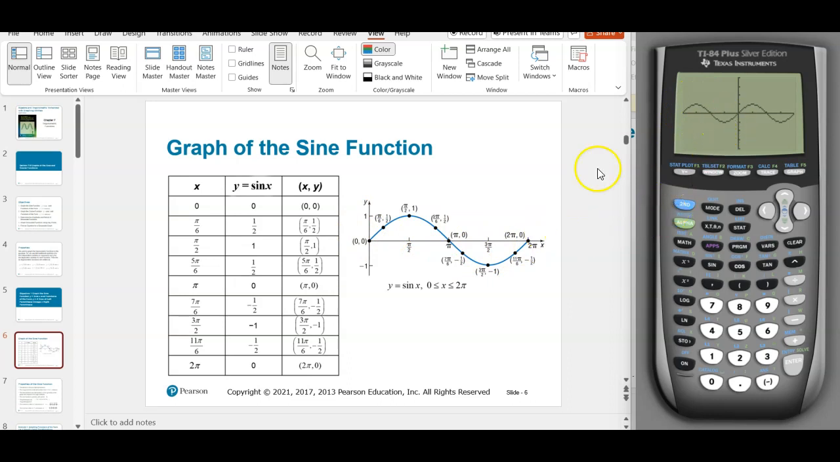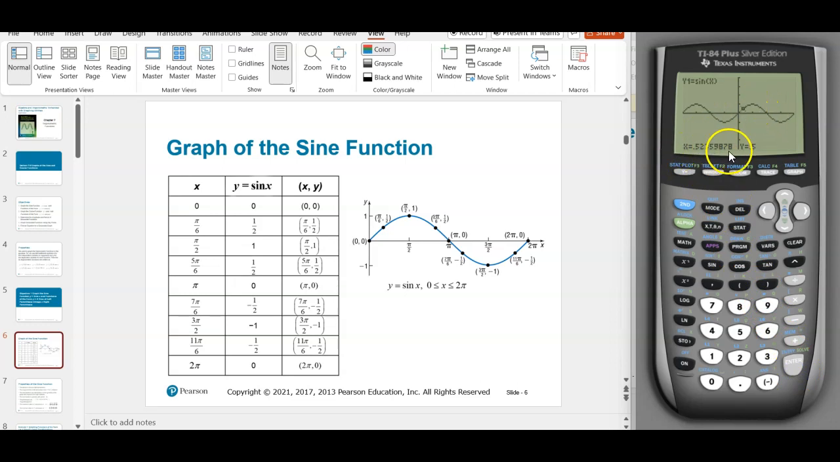But you can find these points. You can plug in these values. If you look on your calculator right underneath the screen, there's a trace button. I could press trace, and notice it says 0, 0. When x is 0, y is 0. That's that point. If I type in pi over 6, pi divided by 6, so x is pi over 6, I hit enter. There's that point, pi over 6, 1/2.